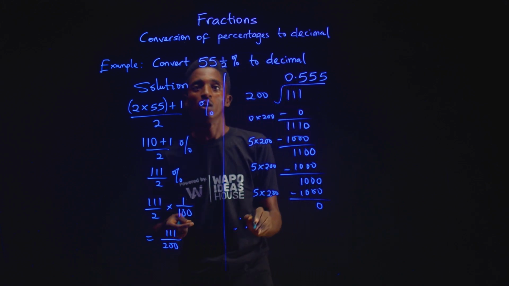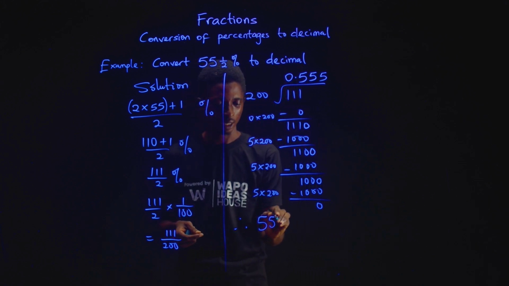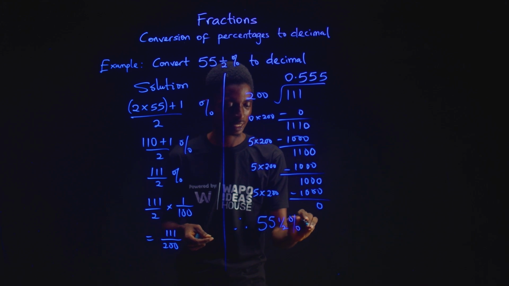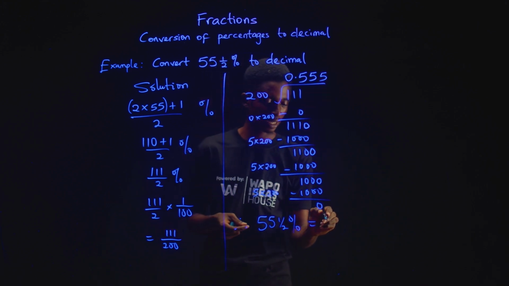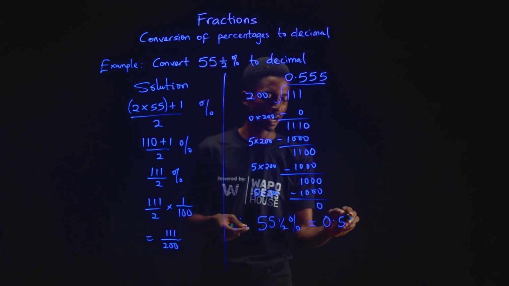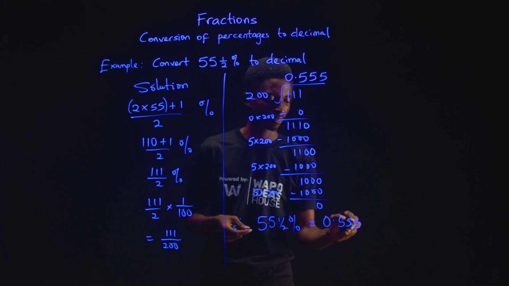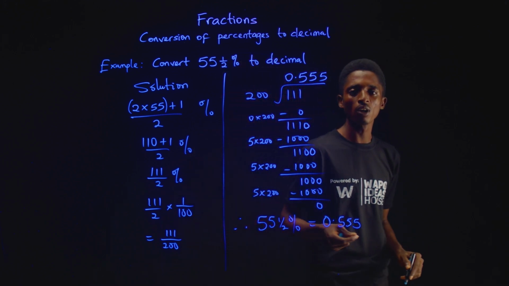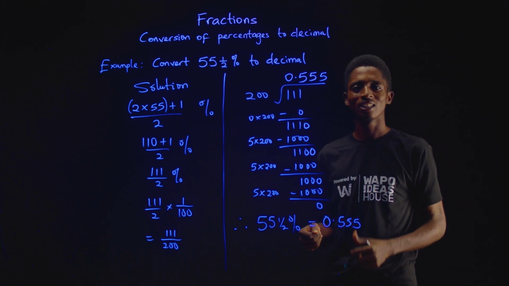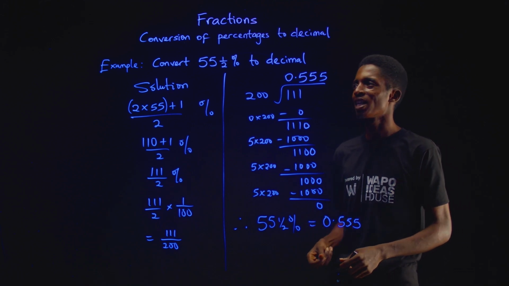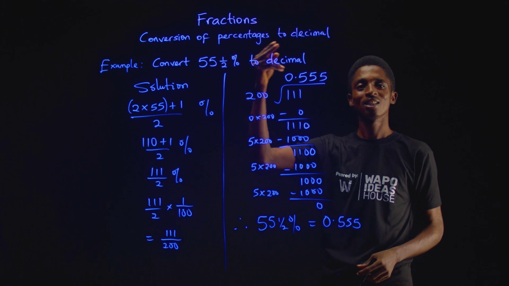Therefore, 55.5% equals our answer here, which is 0.555. I believe you have also arrived at this answer. Good job. Now you have mastered how to convert from percentages to decimal.